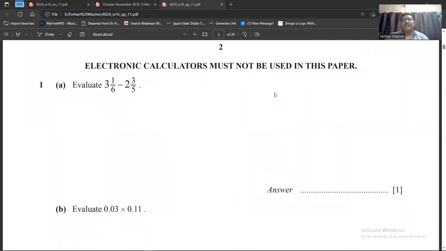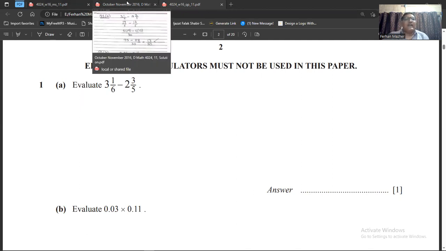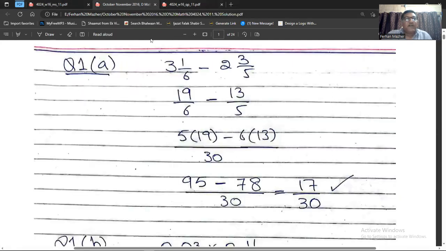Here we have two fractions, and we want to subtract them. So first of all, I will convert them into improper fractions. So you will have 6 3s are 18, 18 plus 1, 19, 19 by 6 minus 5 2s are 10, 10 plus 3, 13, 13 by 5. So I will take the LCM. The denominators are 6 and 5.